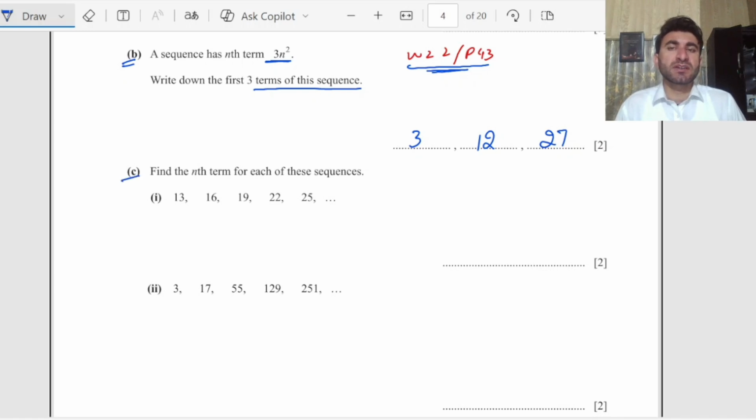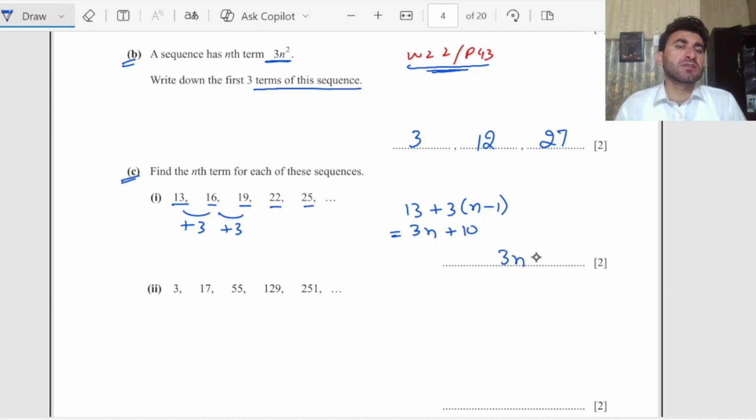Now in C part, it states find the nth term of each of these sequences. The first sequence is 13, 16, 19, 22, 25. As we see, it is a linear sequence because we are just adding 3 to each term. So in order to figure out the nth term, it will be 13 plus 3 times n minus 1, and when you simplify it becomes 3n plus 10. So that is the nth term of this sequence, 3n plus 10.